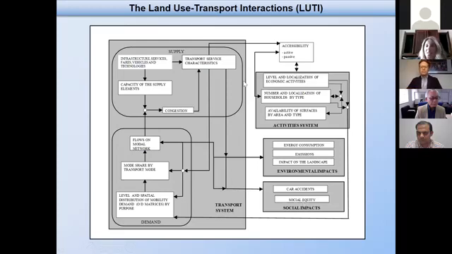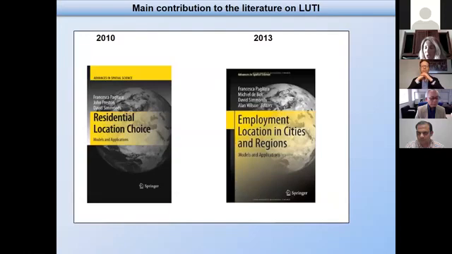The main topic of my contribution is: if the infrastructure in the supply system is a high-speed rail, what happens? What is the impact on the activity system, if by activity system we mean residences or economic activities or land prices, the property market? So I would like to say that my main contribution to the literature on land use and transport interaction models is that I was the guest editor of two books, which I can say have been prototypal.